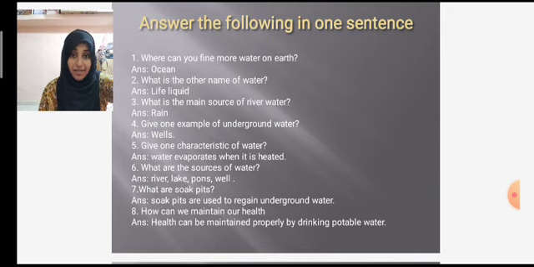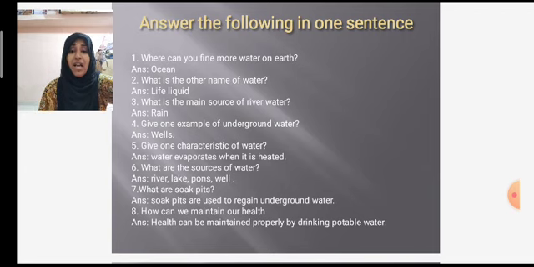What are soak pits? Soak pits are used to regain underground water. Soak pits are the place where water is getting soaked. That is, we make some holes on the earth so that water gets collected into it, and underground water can be collected and reused. Soak pits are used to regain the underground water.